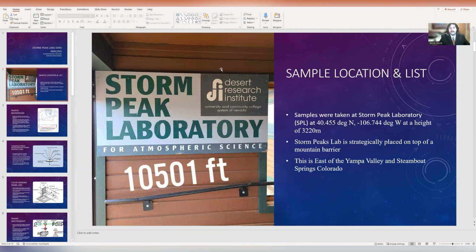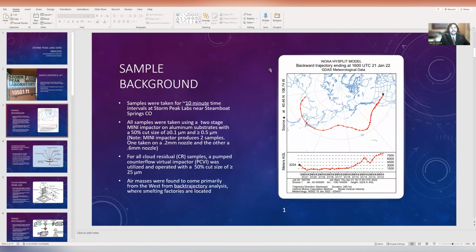So a little background on our sample locations. Our samples were taken from Storm Peak Laboratory, which is at 40.455 degrees north, negative 106.744 degrees west, at a height of 3,220 meters. Storm Peak Labs is placed strategically on top of a mountain barrier that is located east of the Yampa Valley and Steamboat Springs.